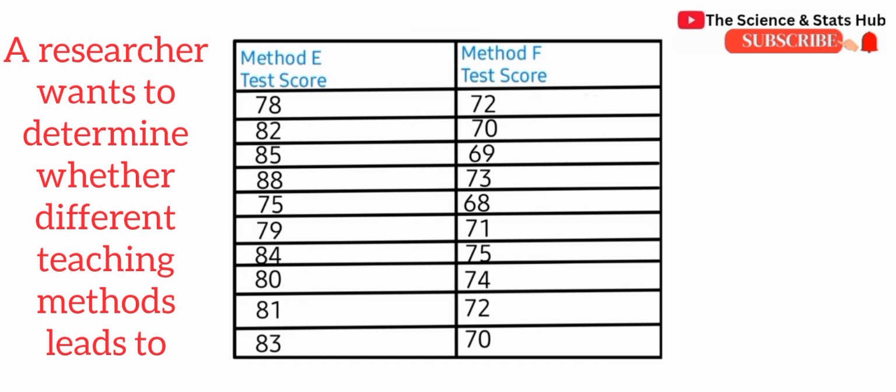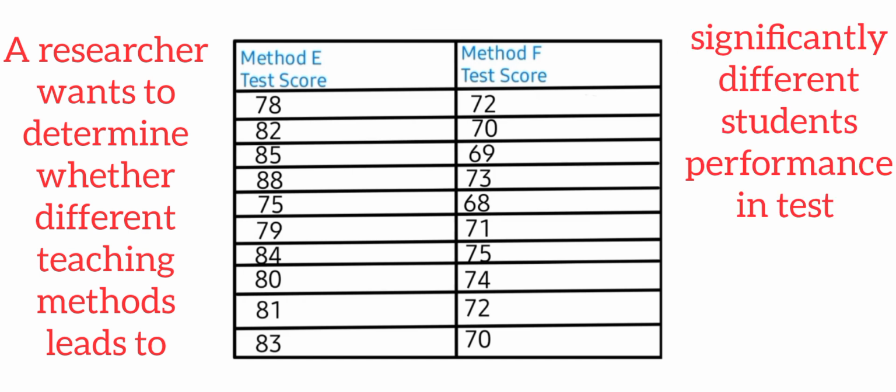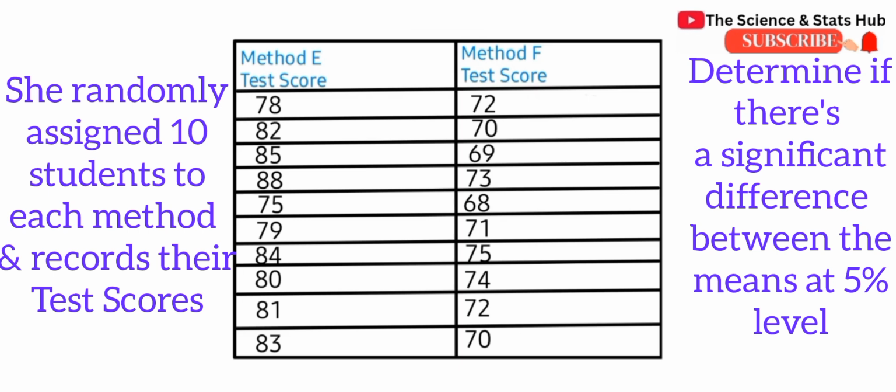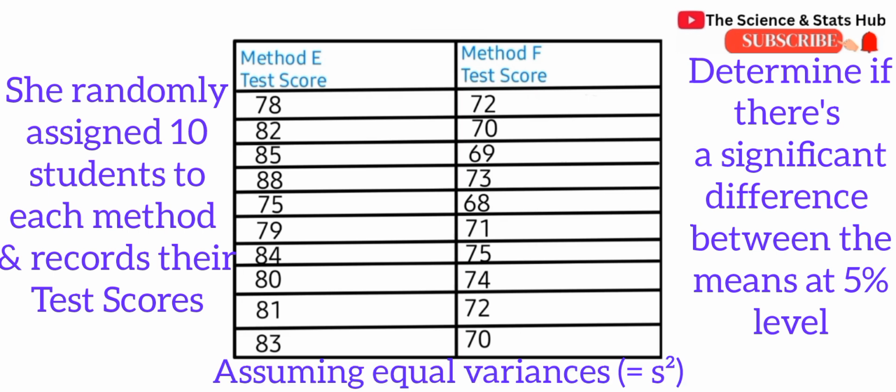A researcher wants to determine whether two different teaching methods lead to significantly different students' performance in tests. She randomly assigns 10 students to each method and records their test scores. Determine if there is a significant difference between the means at 5% level, assuming equal variances.